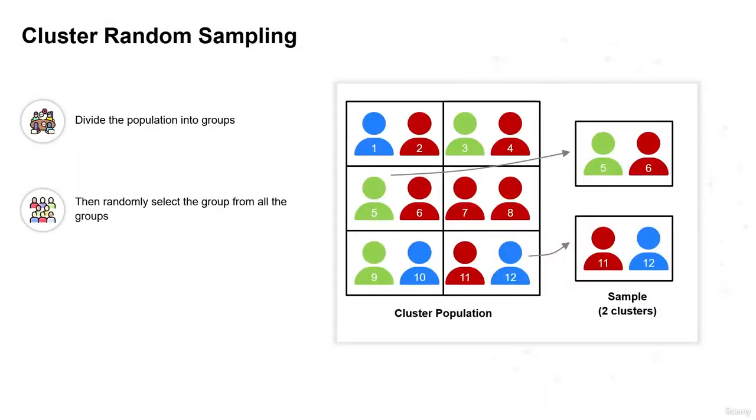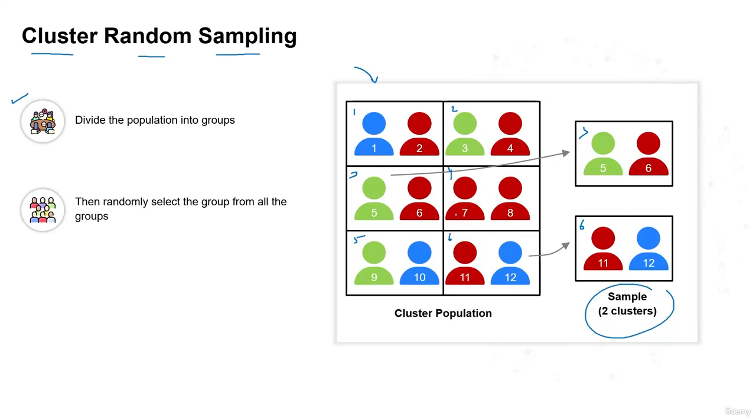In this video, we shall be talking about cluster random sampling. It's again one of the types of probability based sampling technique. How do we find samples out of population using this technique? You can see, divide the population into groups, then randomly select the group from all the groups. As you can see in this pictorial representation, we have a cluster population and we have six clusters: 1, 2, 3, 4, 5, and 6, and we have randomly selected two clusters out of it, which is cluster number 3 and cluster number 6.